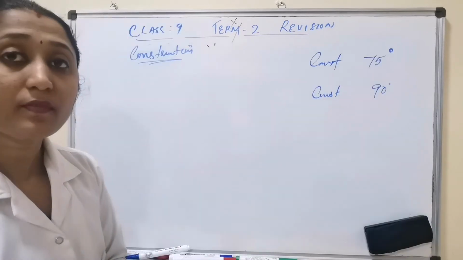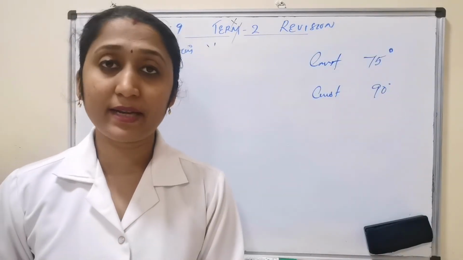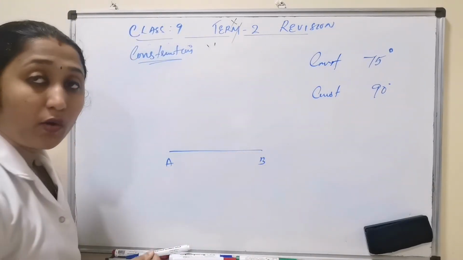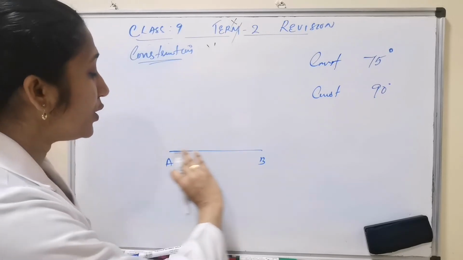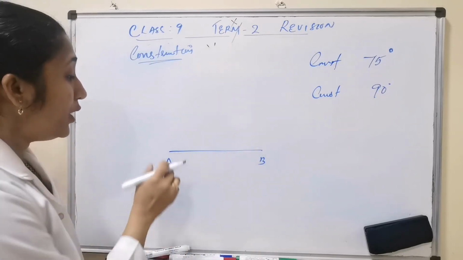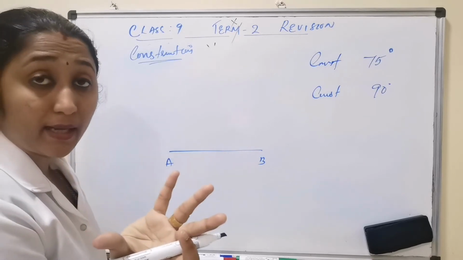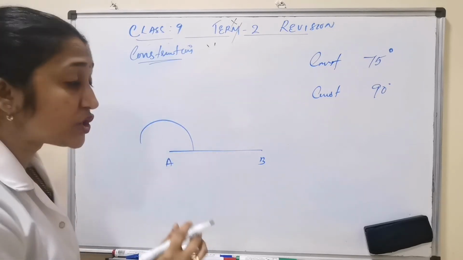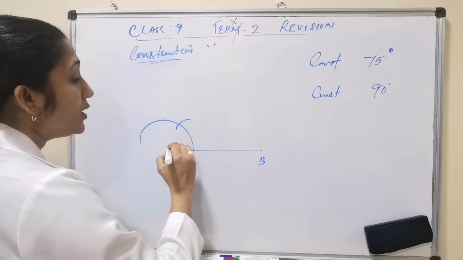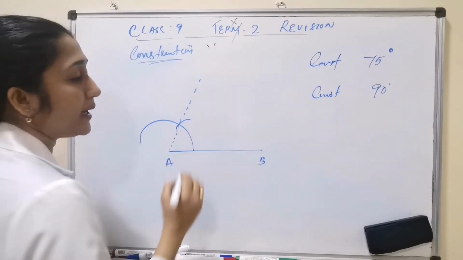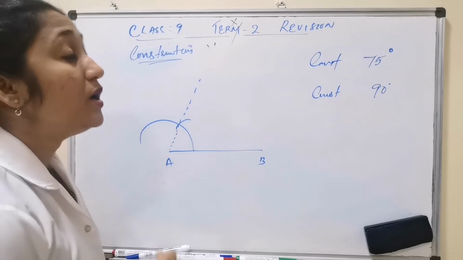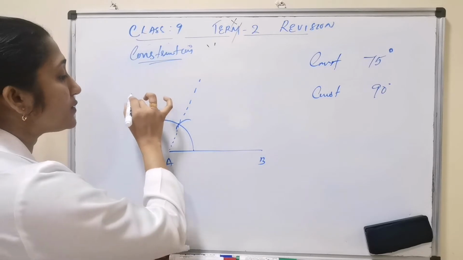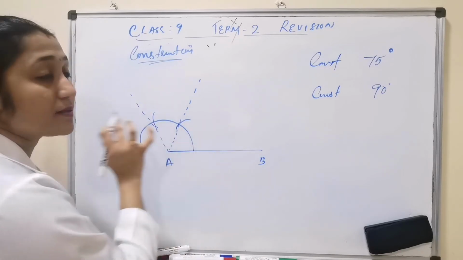Let us revise. Here the given is to construct 75 degree. Nothing is there. You can draw a line AB. Then you have to take your compass and take some radius. Any radius, point at A and draw a half circle. With the same measurement, point here and cut this. You have to join with a dotted line. This is 60, isn't it? Again, same radius, point here with the compass and cut it. So this is 60, this is 120.